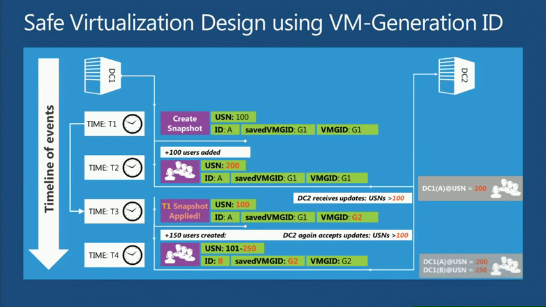So DC2 now, because the ID has changed, accepts updates of greater than 200, and when it stores its state, it knows that it is now up to date from DC1 with invocation ID B, all the way up to 250. So this is the way we guarantee that data starts converging across the rest of the environment amongst all the domain controllers that need to replicate the information.